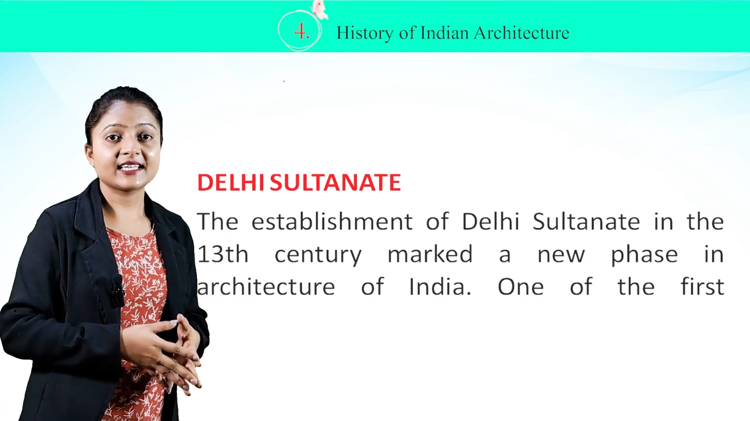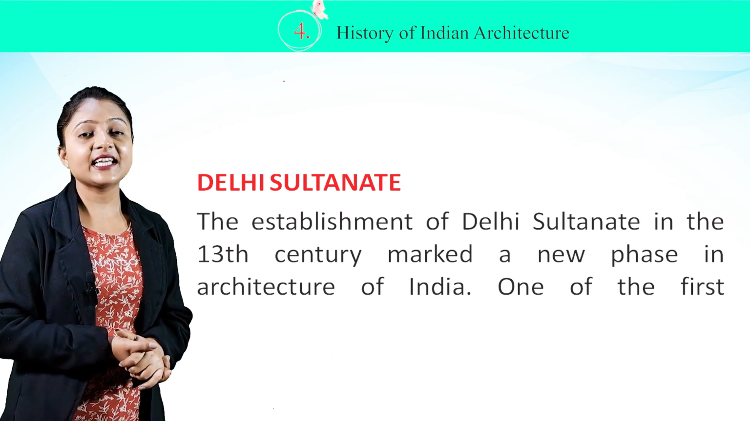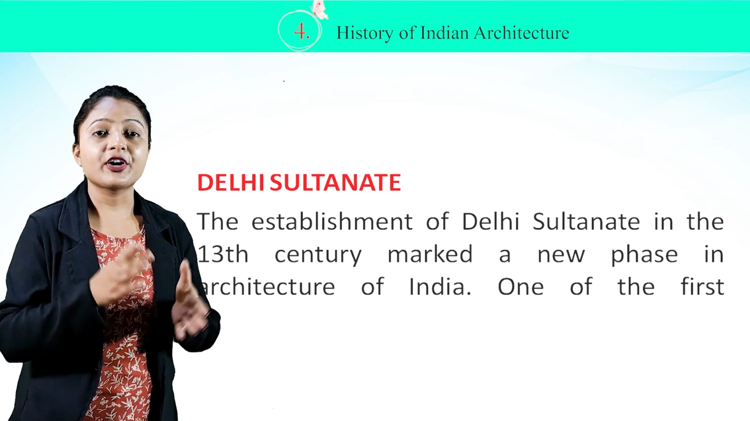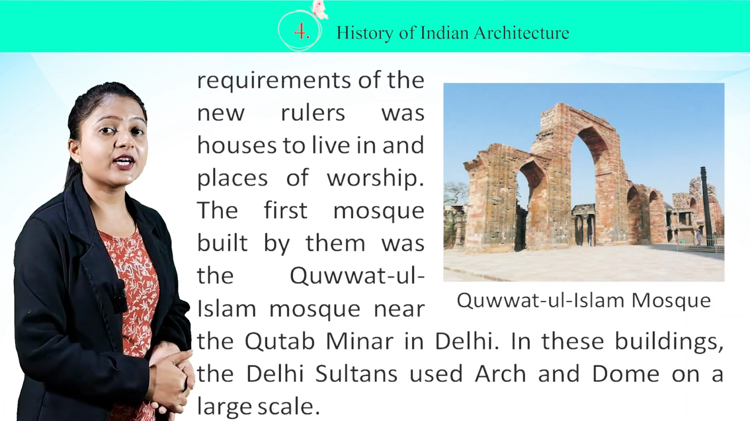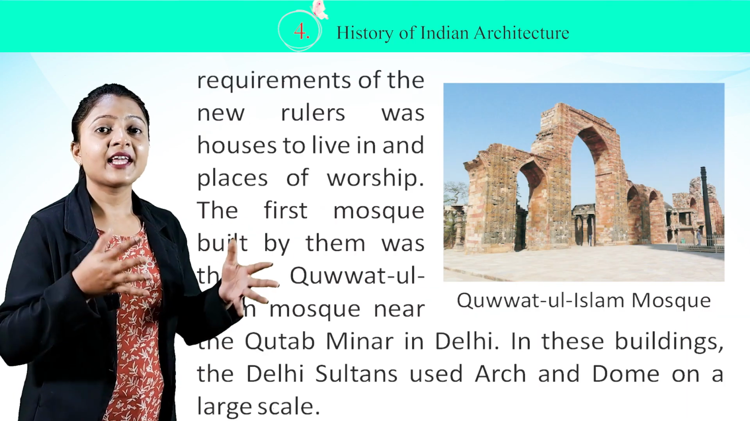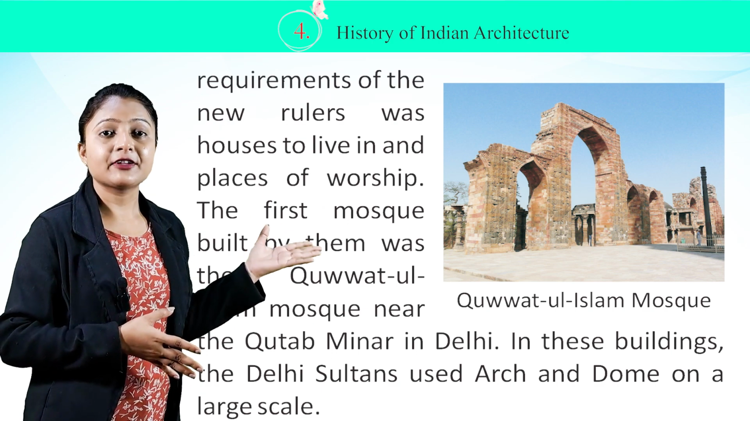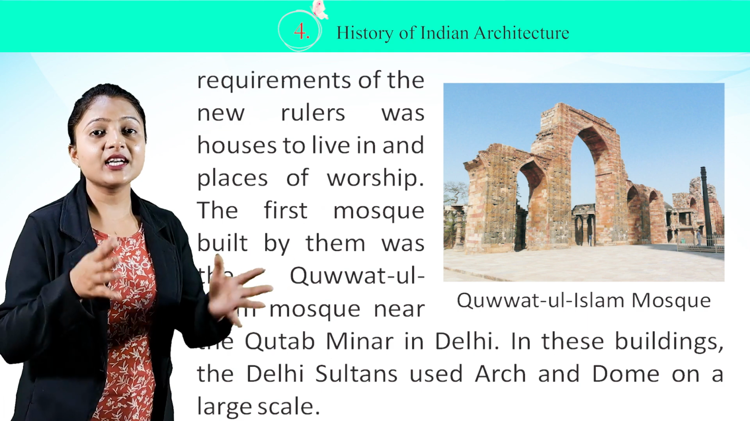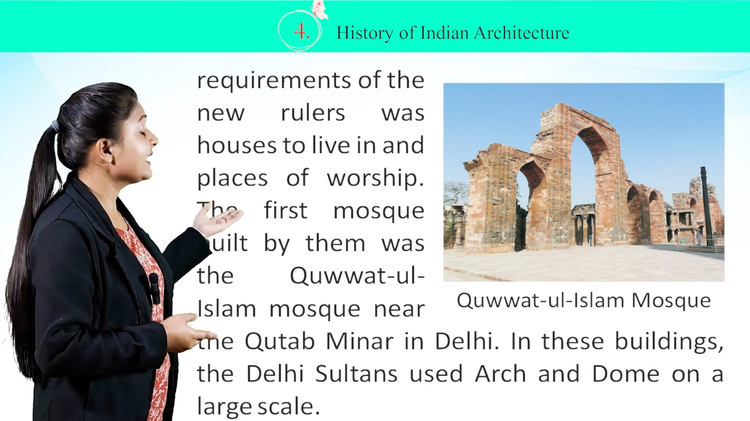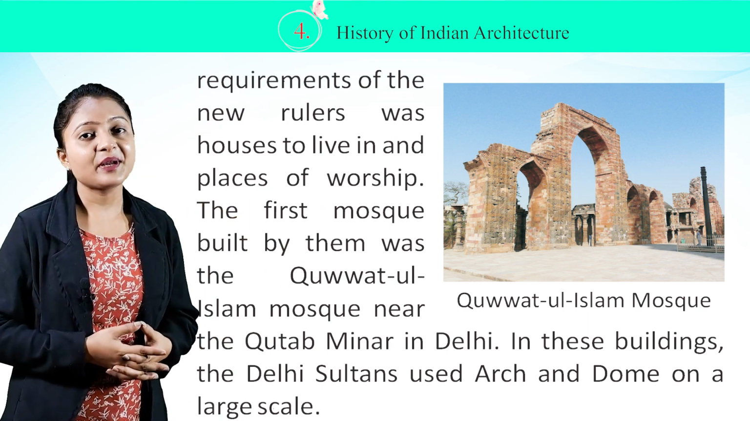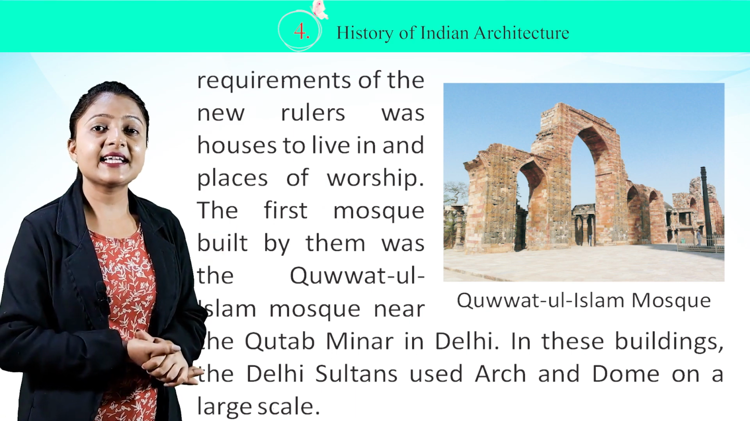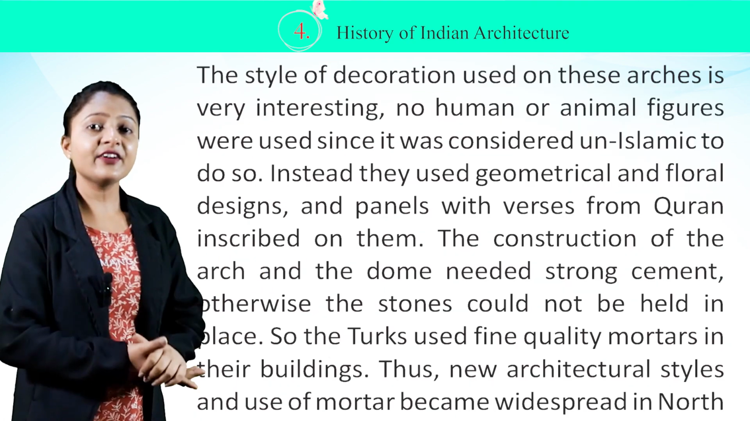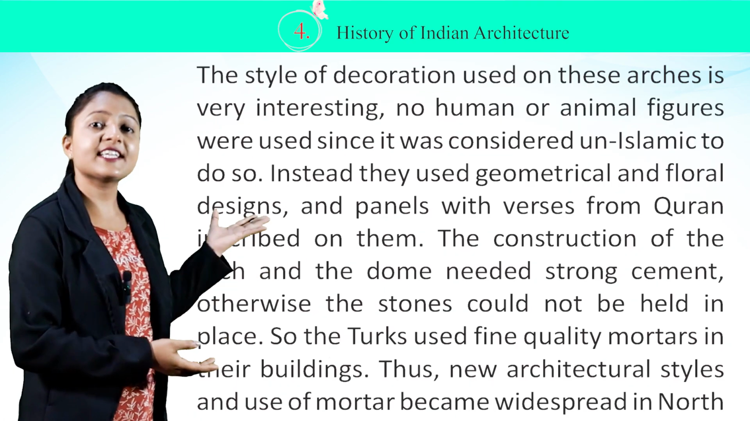Delhi Sultanate. The establishment of the Delhi Sultanate in the 13th century marked a new phase in the architecture of India. One of the first requirements of the new rulers was houses to live in and places of worship. The first mosque built by them was the Quwwatul Islam Mosque near the Qutub Minar in Delhi. This is the image of Quwwatul Islam Mosque. In these buildings, the Delhi Sultans used arch and dome on a large scale. The style of decoration used on these arches is very interesting.